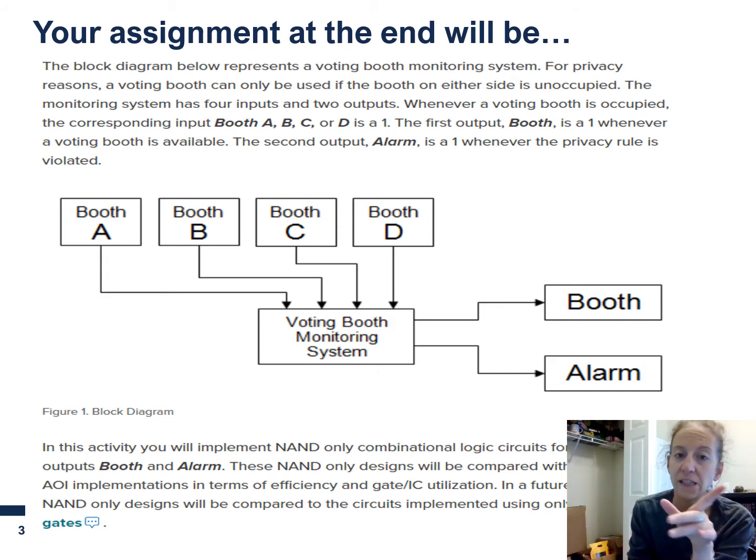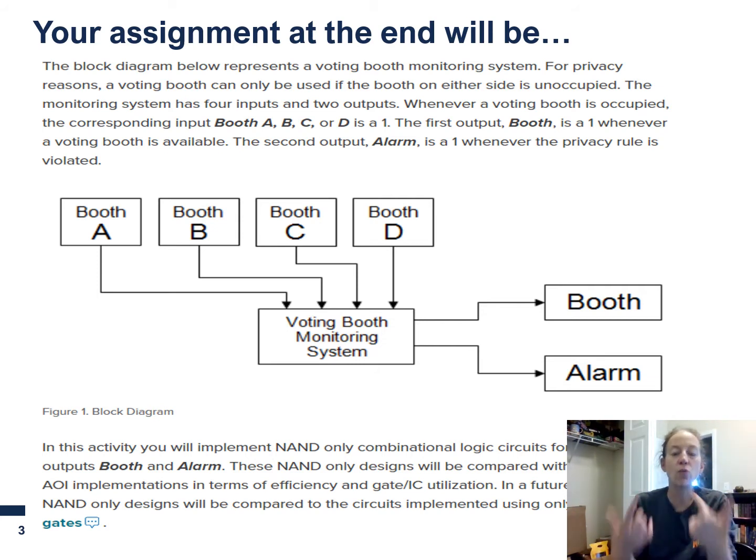Now, if you've got somebody in C and somebody in D, technically A is still available, but it doesn't matter because the privacy rule was violated. And so the alarm is going to go off. And so that would be an instance where you don't care what the output for the booth is because the alarm is going to override what's happening in the booth.